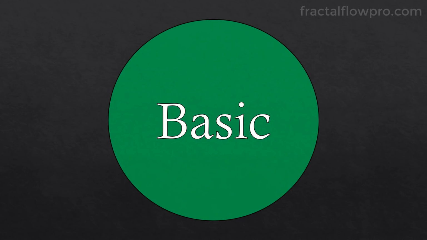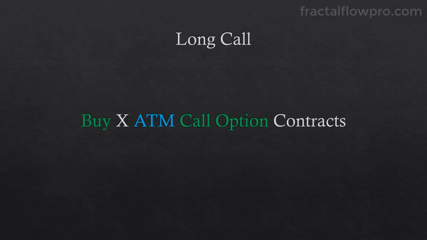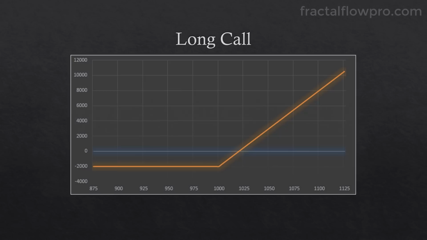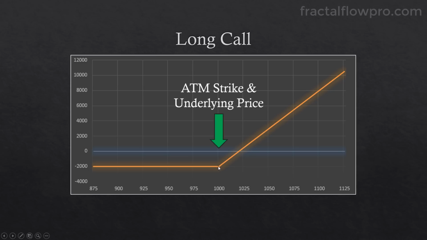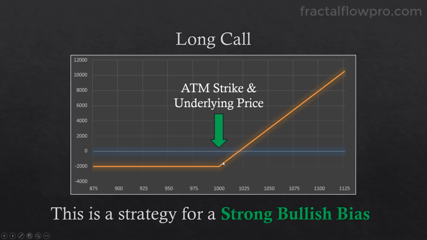The first strategy within the basic category is the long call, which simply consists in buying an X number of at-the-money call option contracts. As we have seen previously, this is the payoff chart of a long call. The inflection point between the two lines is marked by the strike price of the option, and since we are dealing with an at-the-money call option, this is where the underlying price will be when you build the strategy. The long call strategy is ideal if the trader believes that the underlying stock price will be above the strike price at the expiration date. In other words, the trader hopes that the call option becomes in the money at the expiration. So the long call option is ideal for traders with a strong bullish bias.